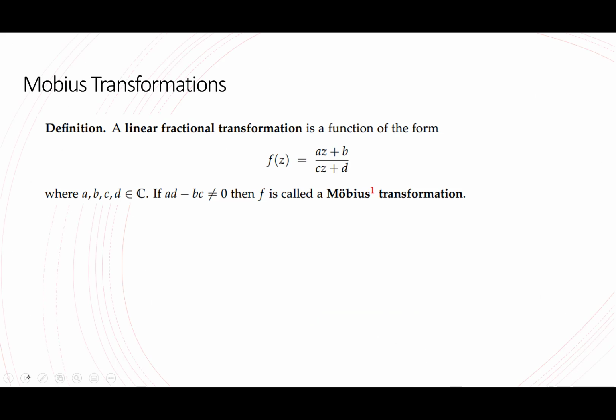So, definition: a linear fractional transformation. Kind of a mouthful, but just think about a fraction with linear on top and bottom. So a linear fractional transformation is a function of the form f(z) = (az + b)/(cz + d). So like I said, a fraction with the top linear and the bottom linear as well, where a, b, c, and d are all in C. So all these numbers you're seeing in this equation are complex numbers now. Now, if we have that ad minus bc is not equal to 0, then f is called a Mobius transformation.